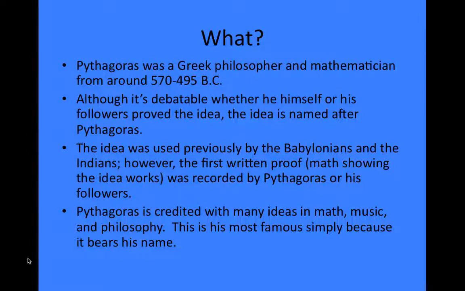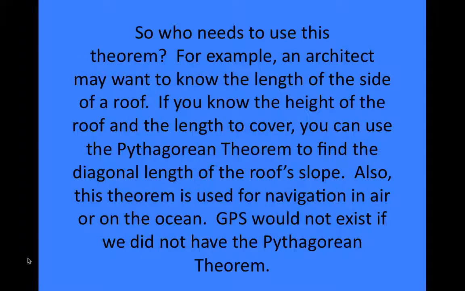Who is Pythagoras? He was a Greek philosopher and mathematician from around 570 BC to 495. Although it's debatable whether he himself or his followers proved the idea, it is named after him. It was used previously by the Babylonians and the Indians. However, the first written proof was recorded by Pythagoras. He is credited with many ideas in math, music, and philosophy, but this is his most famous theorem.